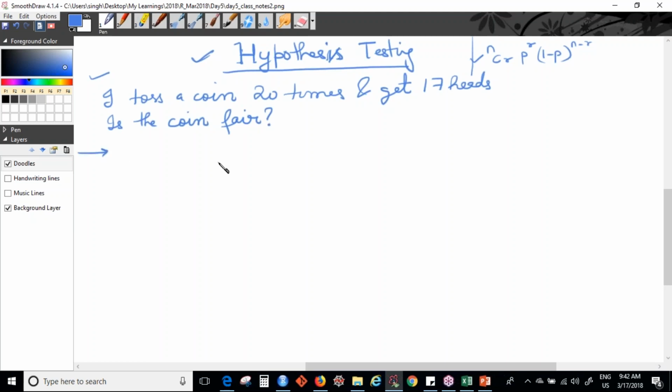So this is the question I ask. The question is, I toss a coin 20 times and I get 17 heads. Now the question is, is the coin fair? I hope everybody understands what is a fair coin and what's an unfair coin.